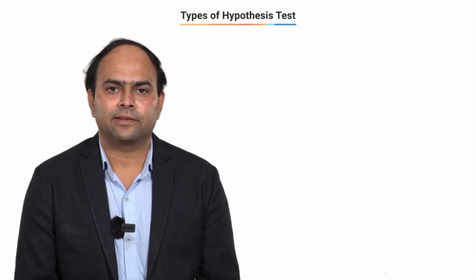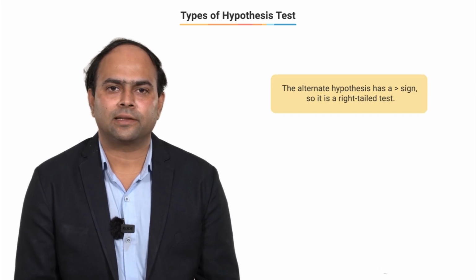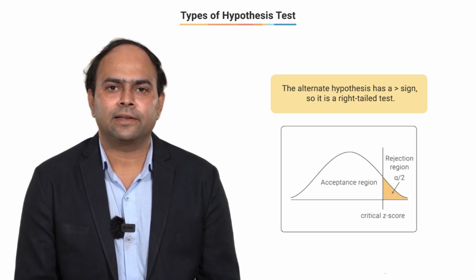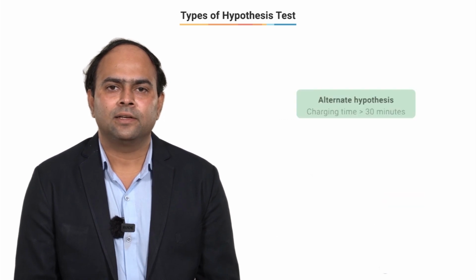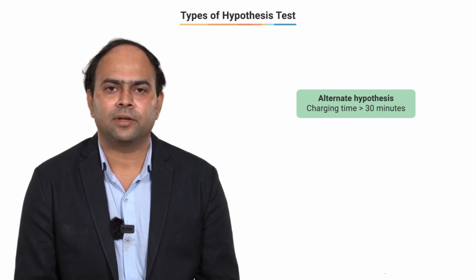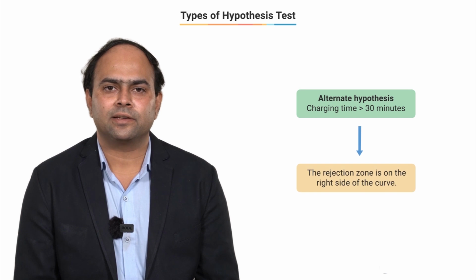Now let's take the next case. If your alternate hypothesis has a greater than sign, then you need to apply a right tail test, and the rejection region will lie on the right side of the distribution. So in this example, remember that the alternate hypothesis stated that the charging time is greater than 30 minutes. Hence, this will be a right tail test, and the rejection region is on the right side of the distribution.